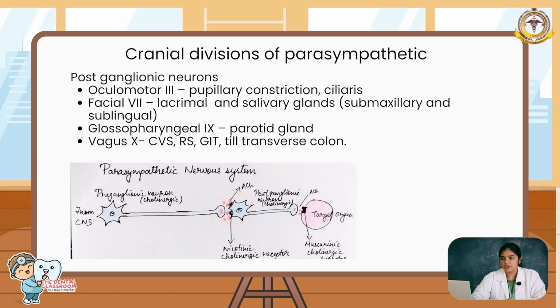The postganglionic neurons run through the oculomotor nerve and reach the eye, and cause pupillary constriction and innervate the ciliary muscle of the eye. The seventh cranial nerve, that is the facial nerve, innervates the lacrimal and salivary glands, especially the submaxillary and sublingual glands. Glossopharyngeal innervates the parotid gland, and the vagus nerve innervates the cardiovascular, respiratory, and gastrointestinal systems till the transverse colon. So this is about the postganglionic neurons of the cranial divisions of the parasympathetic system.